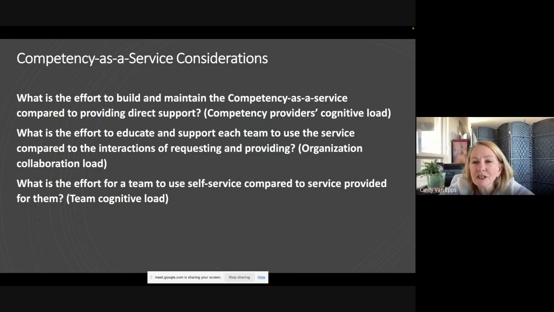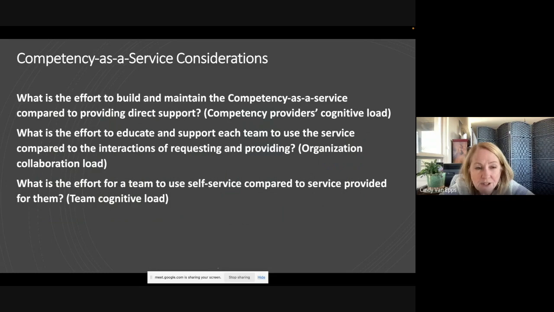Jamal and I had a conversation about that this morning, didn't we, Jamal? Like the cognitive load of keeping up with all the details that you've pulled together for this presentation today, like the marketing events, right? So what's the cognitive load for the competency providers? What's the organization's, what I call collaboration load? Did you make that up, Cindy?